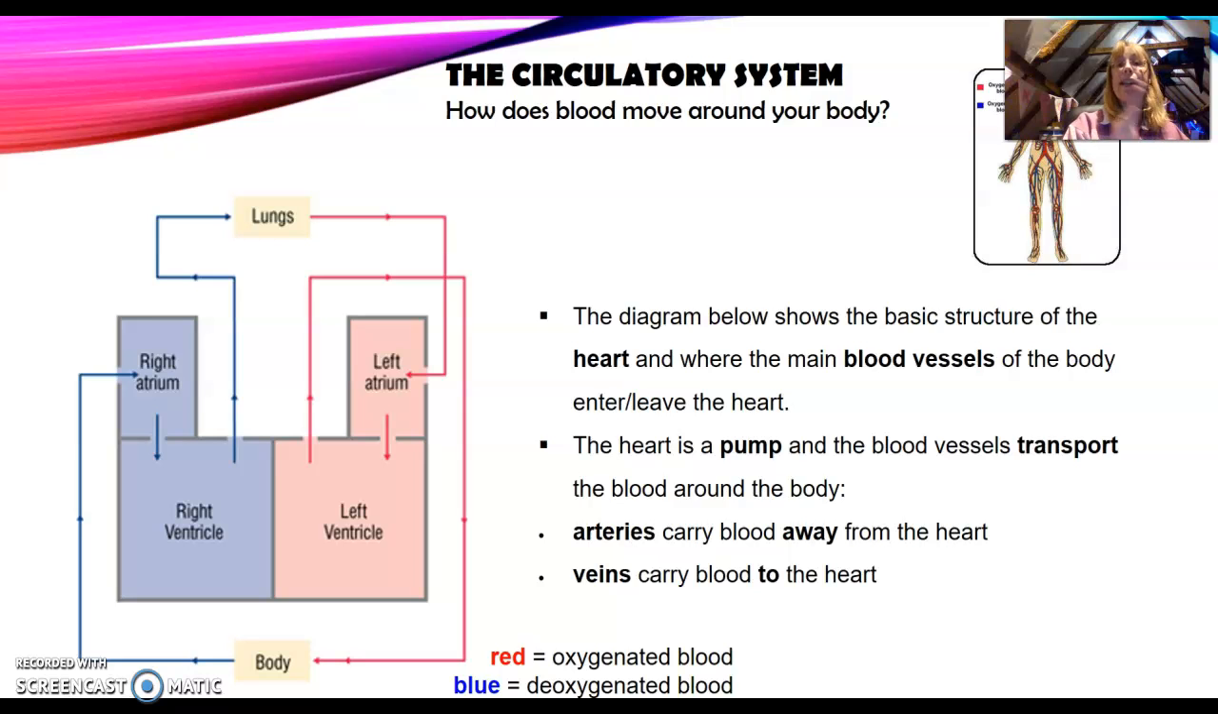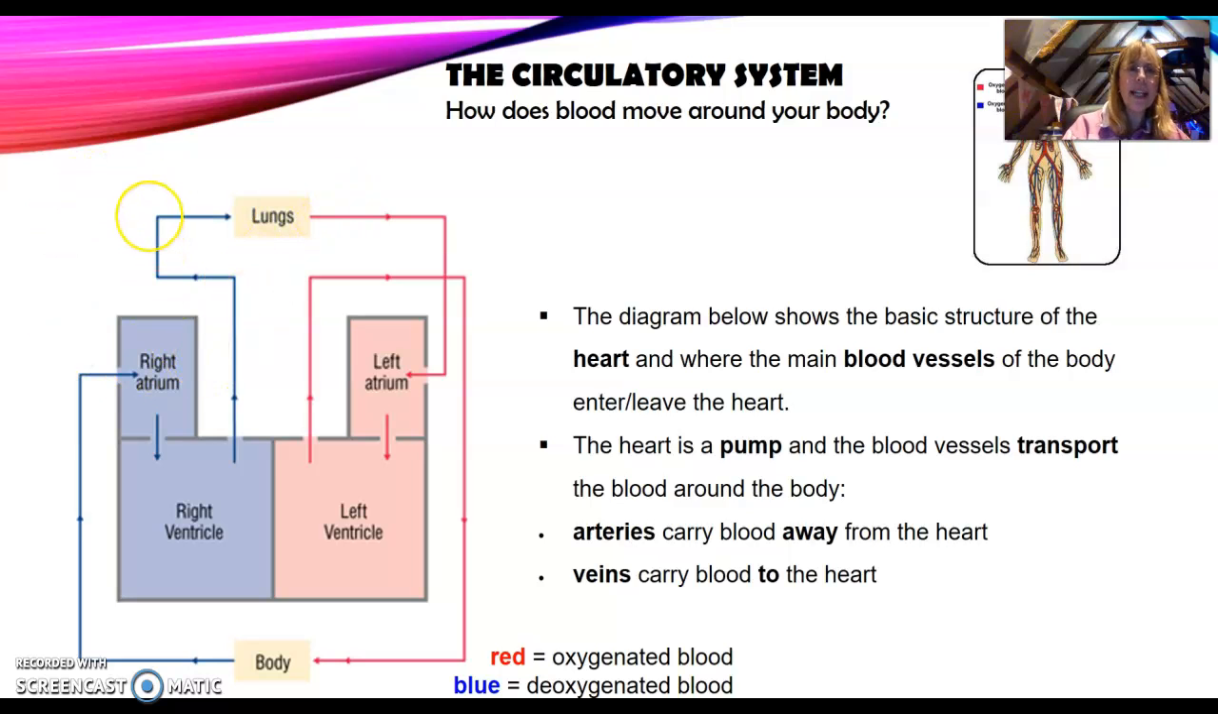Unlike a fish, which just has one circuit, you can see in mammals there are 2 circuits. There's a circuit from the heart to the lungs and back that allows the blood to drop off carbon dioxide and pick up oxygen, which is the job of the lungs, gas exchange. And then for the heart to pump the oxygenated blood all the way around the body and then pick up carbon dioxide and return it to the heart. So that's why in mammals we have a double circulatory system.